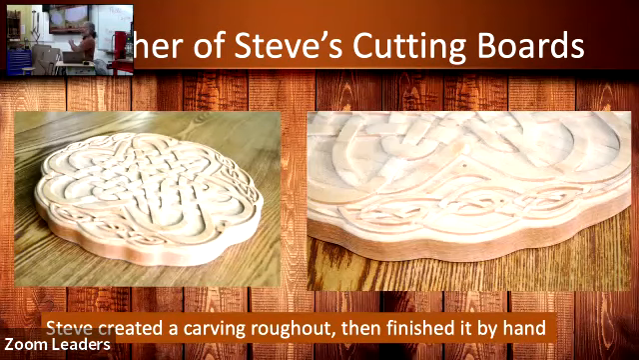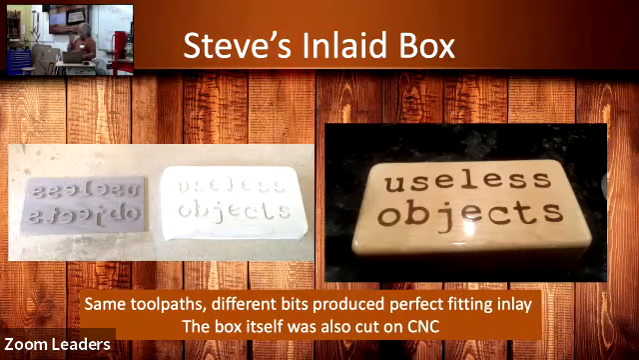There's also, by the way, a weave command in Aspire. I have another interest in doing Celtic woven knots and things. It will do the under over. It's really cool. Okay, Steve has also done inlay, and here's a good example of how it's done with both sides.